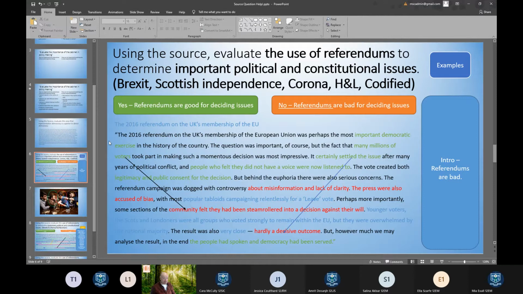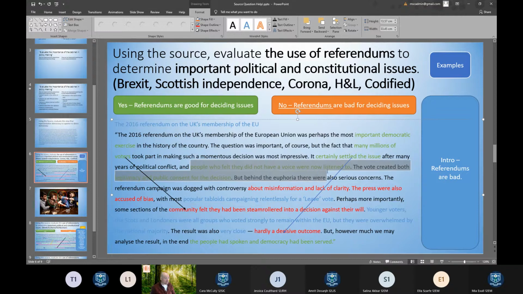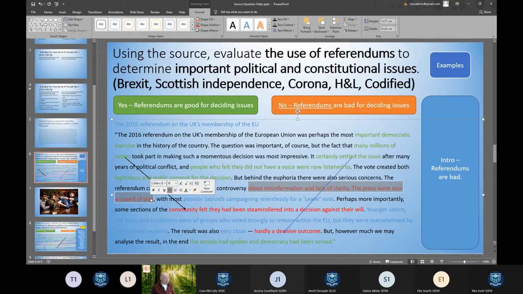Now, often what happens here is that the last section doesn't really fit together. Let's see if it does in this particular case. So I've got one here about people who felt they did not have a voice were now listened to. I've got democratic exercise. I've got legitimacy and public consent. And I've got misinformation of lack of clarity and the bias of the press left. Can I make a pair here?